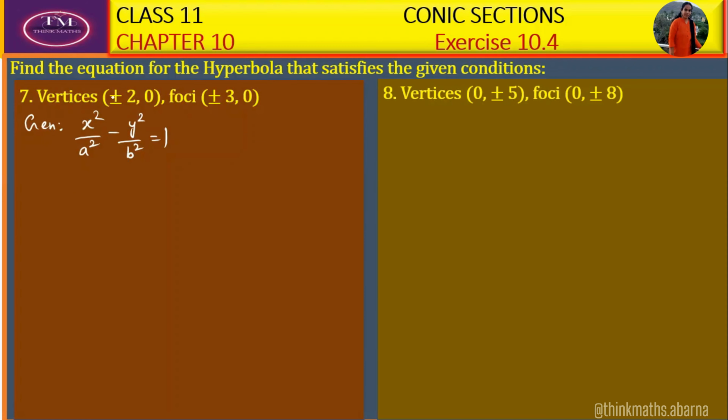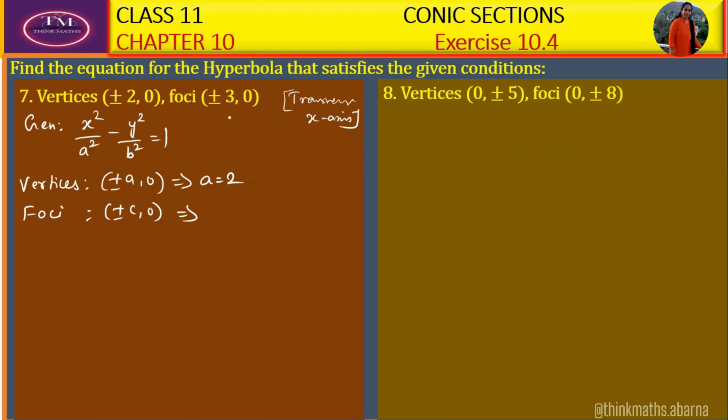So vertices are plus or minus 2, comma 0. The transverse axis here is the x-axis, so vertices will be of the form plus or minus a, comma 0. Comparing with the given equation, we find a is equal to 2. Foci will be plus or minus c, comma 0. Comparing, c is equal to 3. So we have c square equal to a square plus b square. We need to find b square.